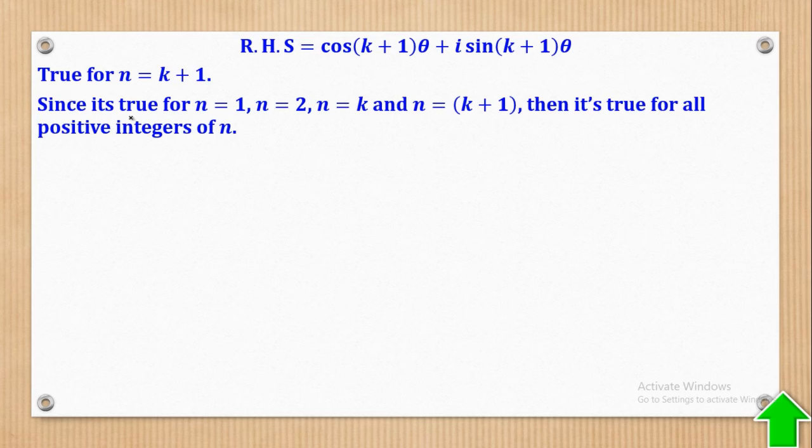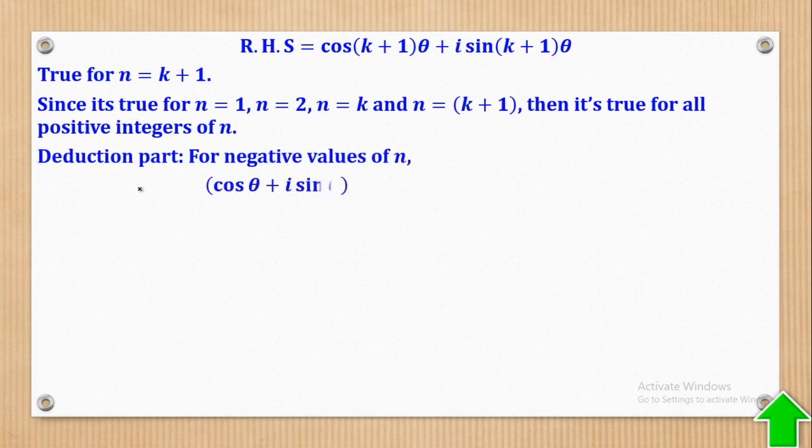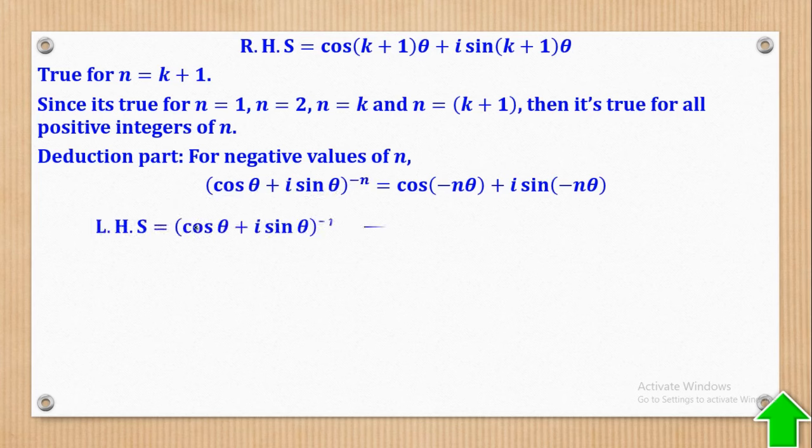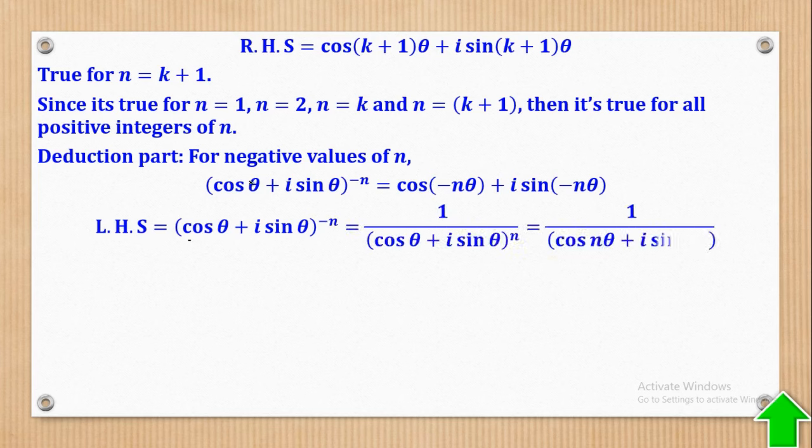So you have proved that it's true for positive integers, but the question also wanted you to deduce that it's true for negative values of n. So what you are going to do, you shall come here and say that where there is n, we are going to put there negative n, and also here negative n. Therefore, from the left hand side, this one is the same as 1 over this from rules of indices. And we already proved that for positive n, this is true. So we have got that.